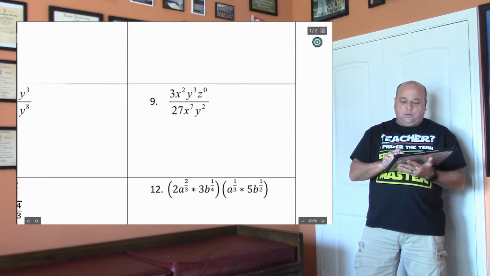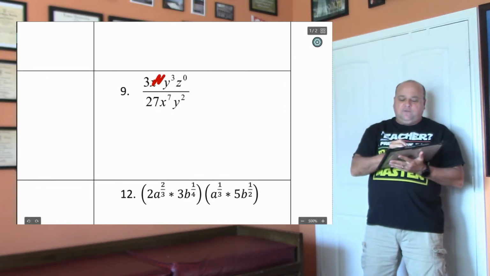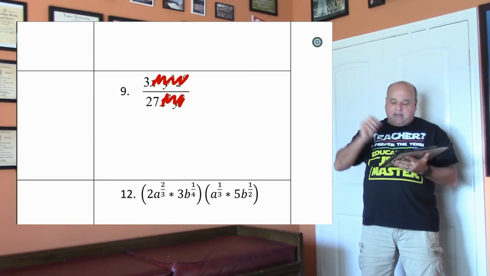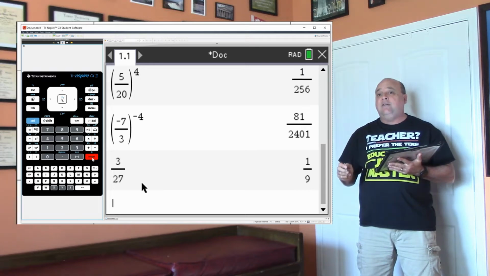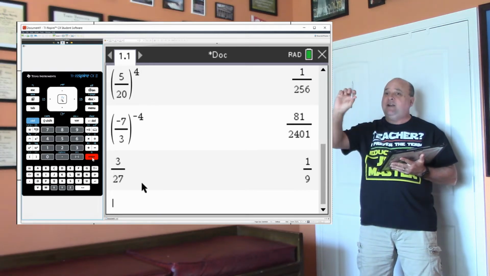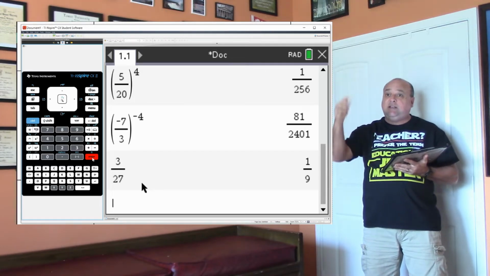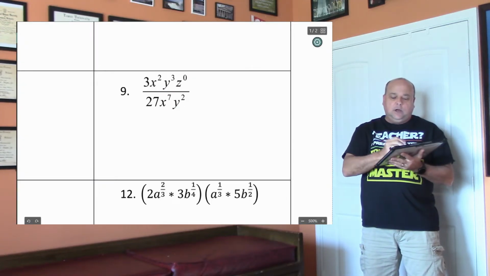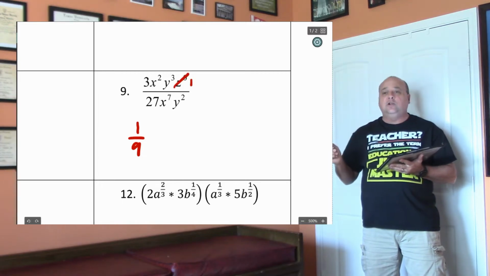I will do number 9 for you. On number 9, something important you want to remember: if you were to imagine this without the exponents, I would just have 3 over 27. I could punch 3 divided by 27 in my calculator, and I know my answer is going to have 1/9 in it. If it doesn't have a 9 in the denominator, that answer choice is wrong. So if you're taking a multiple choice test, you know that 9 has to be in the denominator. So I'm going to put 1 over 9, and then this z to the 0 is going to turn into a 1.